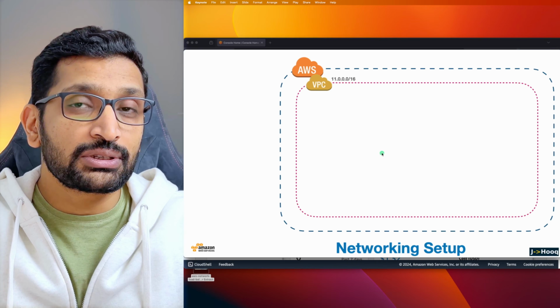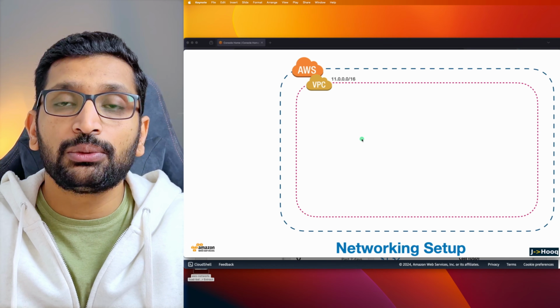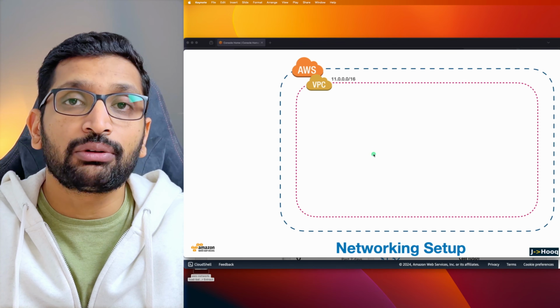Let's start with our first component, and that is our VPC within our AWS account. So this is the first VPC which we are going to create, with the IP range 11.0.0.0. So let's get over to our AWS console and start setting up our VPC.